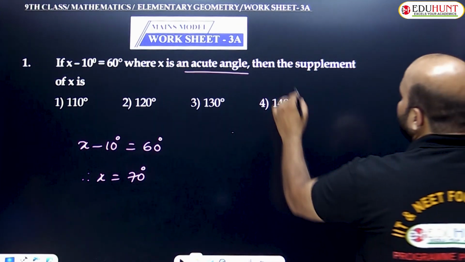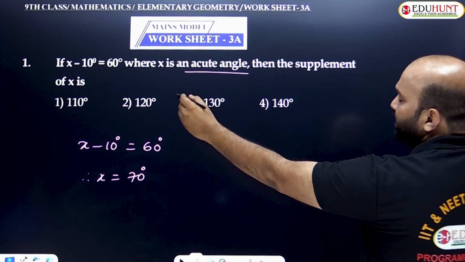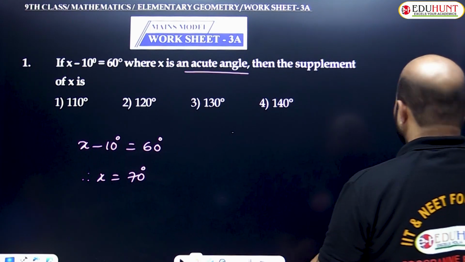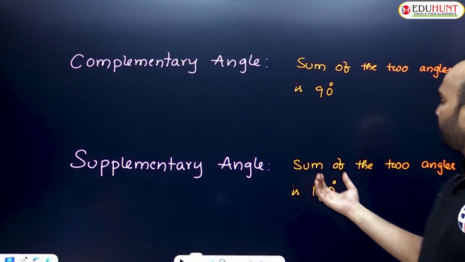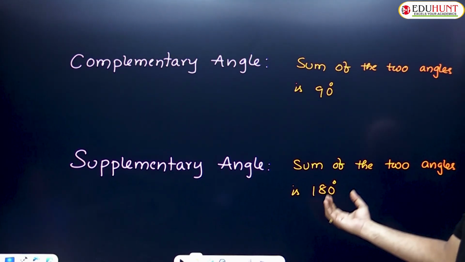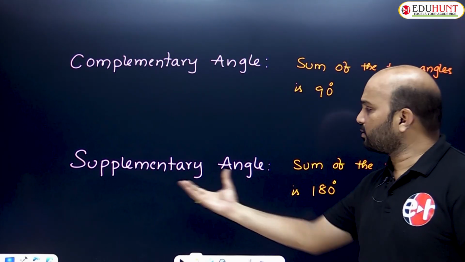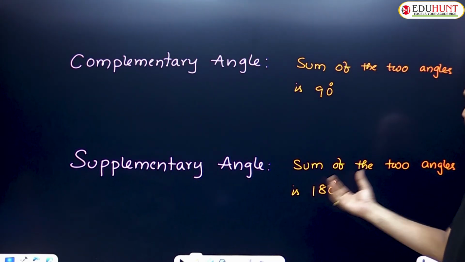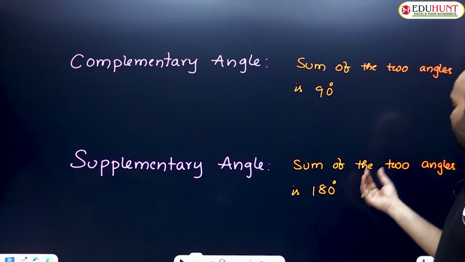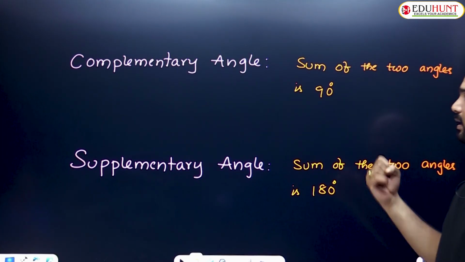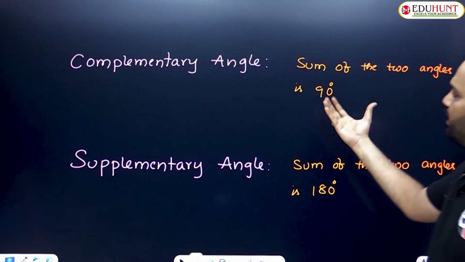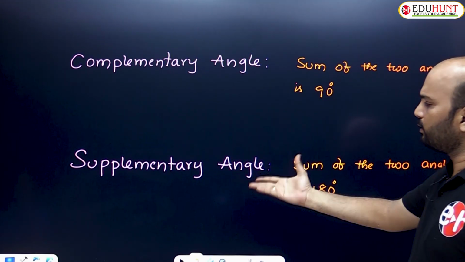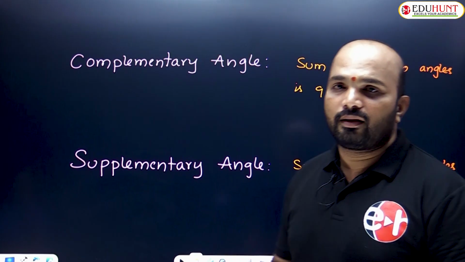But the question I am asking is the supplement of x. So clearly we need to notice the supplementary definition. Supplementary angle means the sum of the two angles is 180 degree, and those angles are called supplementary angles. Am I clear? If the sum of the two angles equals 90 degree, those angles are called complementary angles. I already told you in my fundamentals of geometry class.